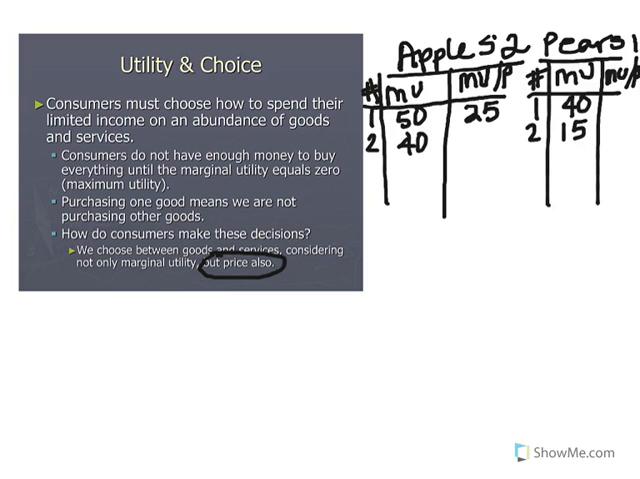And then I can do the same thing for the second apple. I said the second apple gives me 40 utils. 40 divided by 2 is 20. So in other words, eating a second apple would give me 20 utils per dollar spent. And then I can do the same thing for pears. Pears are only $1, so 40 divided by 1 is 40. And 15 divided by 1 is 15. So I can see from eating that first pear, I'm going to get 40 utils per dollar spent, and from eating a second pear, I'm going to get 15 utils per dollar spent.